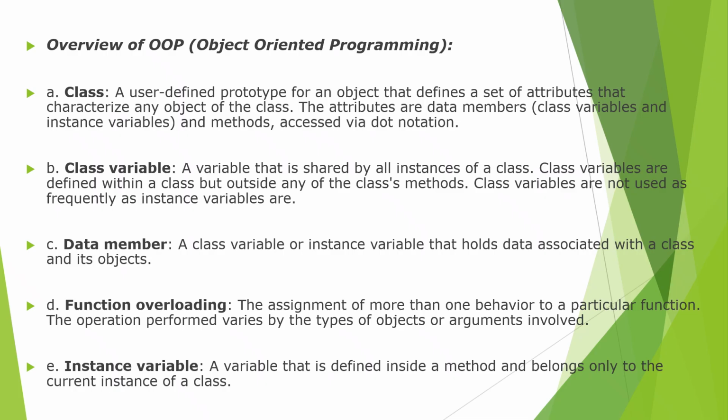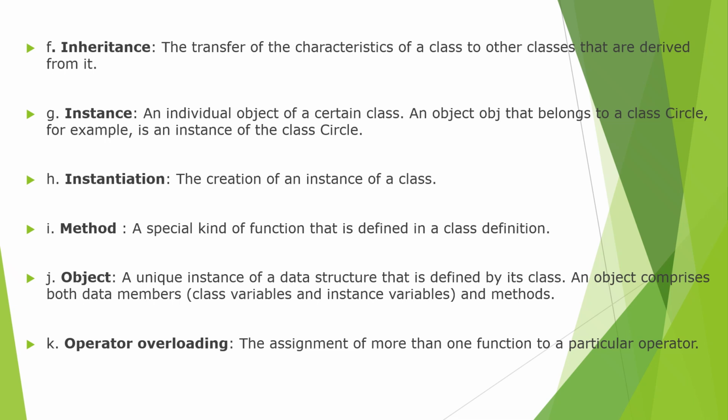Next one, instance variable. An instance variable is a variable defined within a method of a class and is unique to each instance of the class. It represents the state of an individual object and differs from object to object even though they belong to the same class. Next one is inheritance. Inheritance is a mechanism by which one class can acquire the properties and behaviors of another class. It promotes reusability and allows new classes to be created with minimal code duplication.